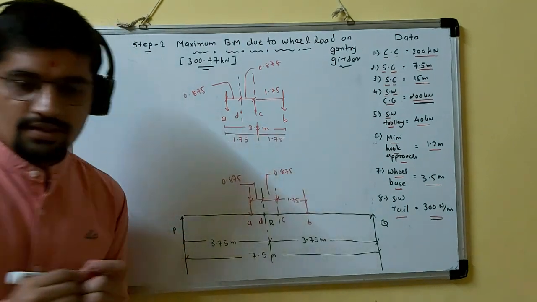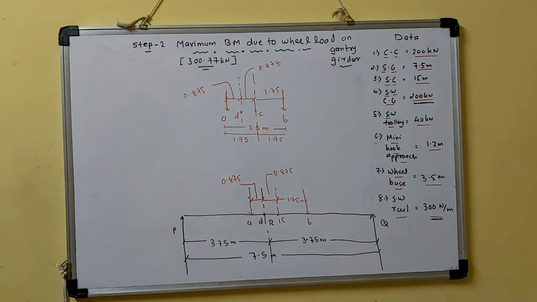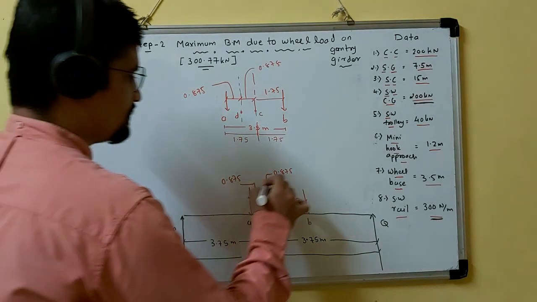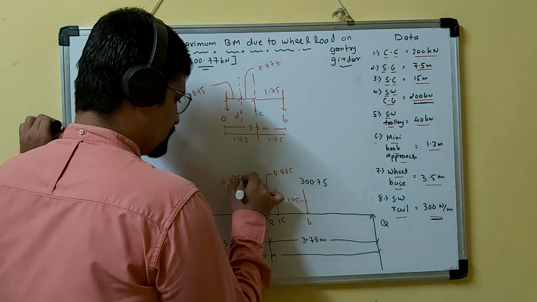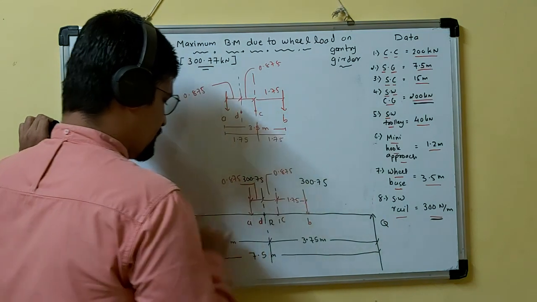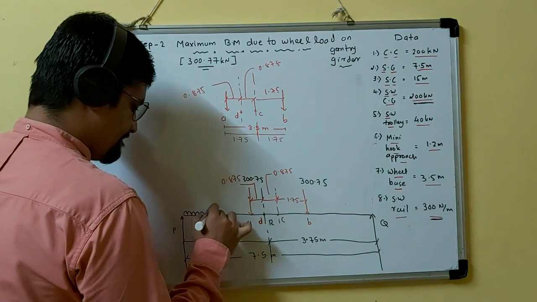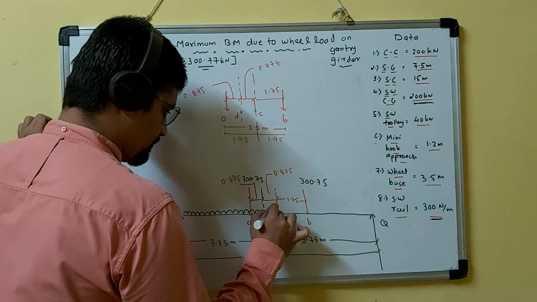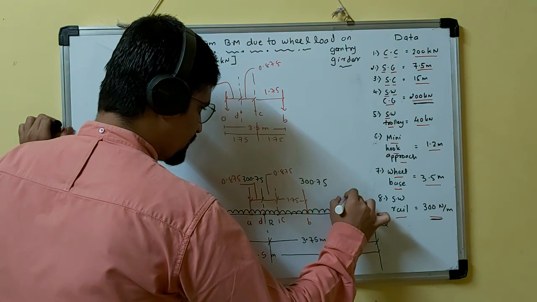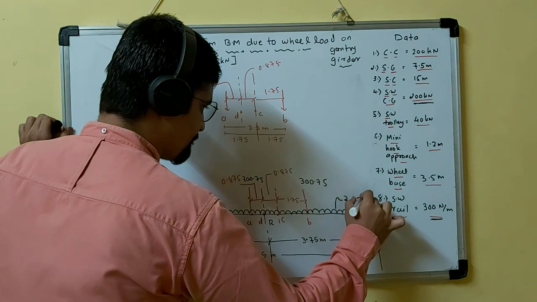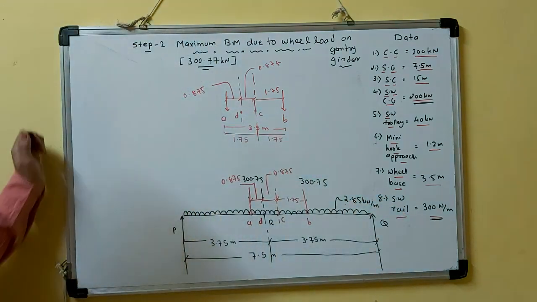Okay, and the load is transferring by this, this is 300.75 wheel and this is 300.75 wheel. The UDL load we have calculated is 2.85 kilonewton per meter.